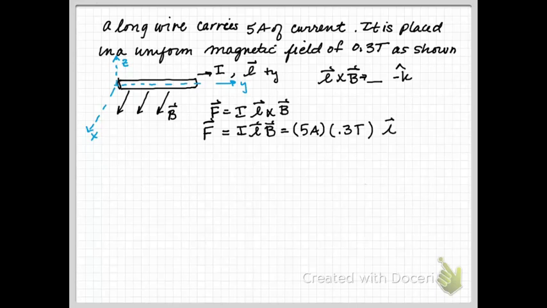And in this case, we don't know our length, so we're going to end up with a force per unit length, and it's 1.5 newtons per meter K hat, and remember it's negative K hat.